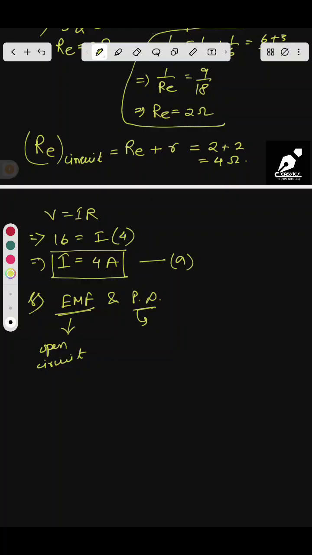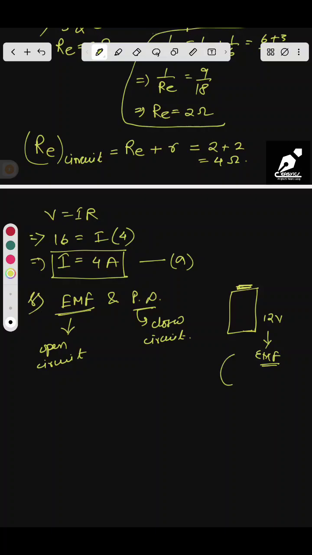Potential difference is measured when the circuit is closed. For example, you purchase a battery from the market. It is written that it is a 12 volt battery. The battery is not fixed in the circuit as of now, that means the battery is in open circuit. This 12 volt is the EMF.